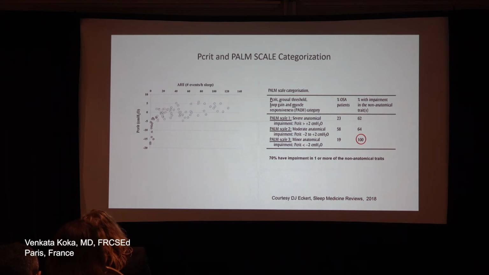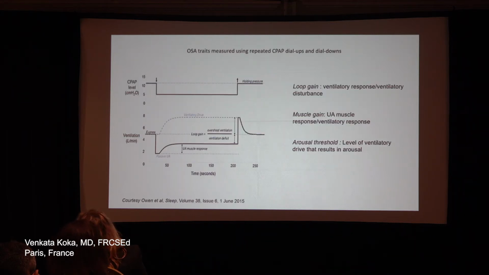Then in the milder class, you can give a mandibular advancement device, or you have to combine non-anatomical treatments, one or two, depending on arousals, a short arousal threshold, or else muscle responsiveness. You have to give different treatment accordingly. I don't go into the details of that. Here, we have to measure the traits to treat, I mean to find what's happening in this patient.